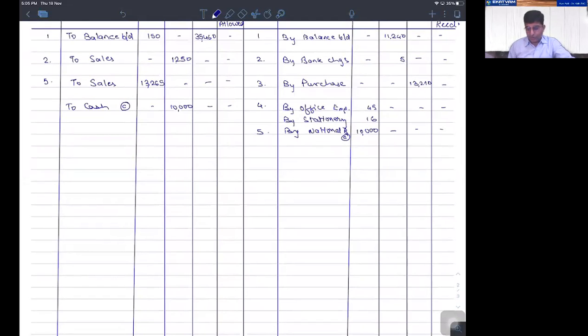Sahil, I sold the goods for rupees 13,265 for cash. And out of that cash, I have deposited 10,000 into the bank. So instead of passing separate entries for these two transactions, I am recording that in two parts. That is, to sales 13,265 will be the first entry. And then the contra entry will be National Bank account debit to cash account. Did you understand it now, Sahil? Okay. Yes.